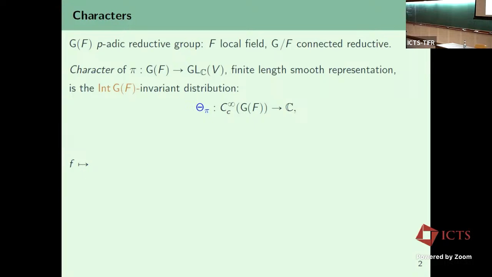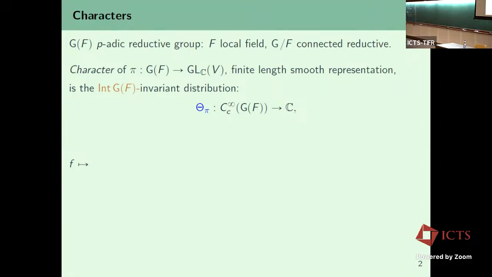Okay. So smoothness was also defined both today morning and on Monday. It just means that every vector has a compact open stabilizer. So such representations are typically infinite dimensional, and therefore the naive definition of the character does not generalize. However, you can view the character as a distribution.